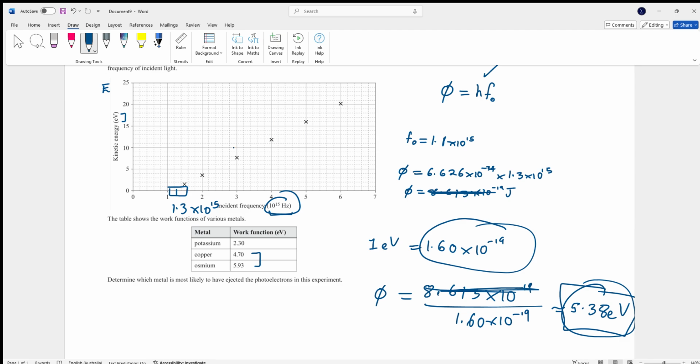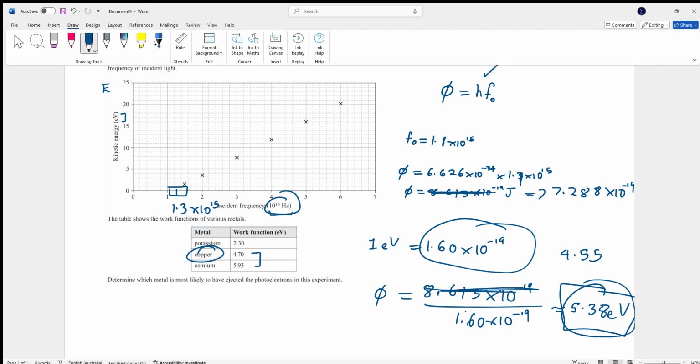So if we were to do that instead, I'll calculate this value here, so you can see it in real time, because this might happen in the exam, because you'll have a ruler as well. So 1.1 times 10 to the 15. So in this case, I get 7.288 times 10 to the negative 19 for joules. Now I'm just going to repeat that calculation for this value here. So 7.2886 times 10 to the negative 19 divided by 1.6 times 10 to the negative 19. There we go. So now we've gotten 4.55, which is closer to copper then.